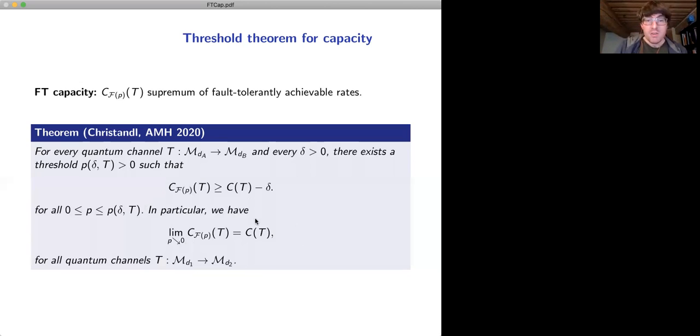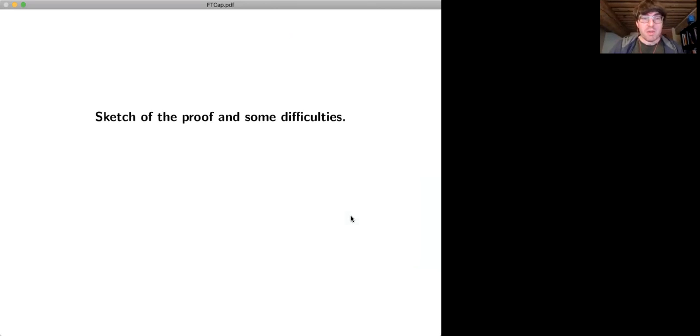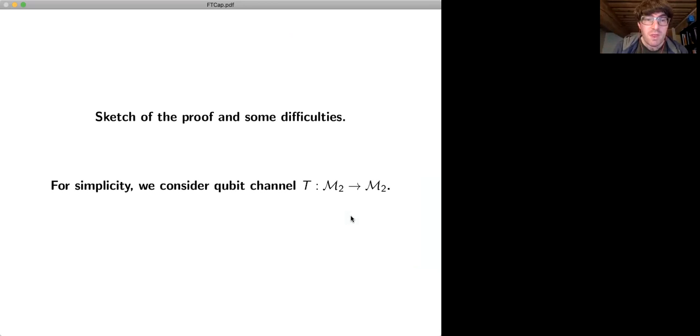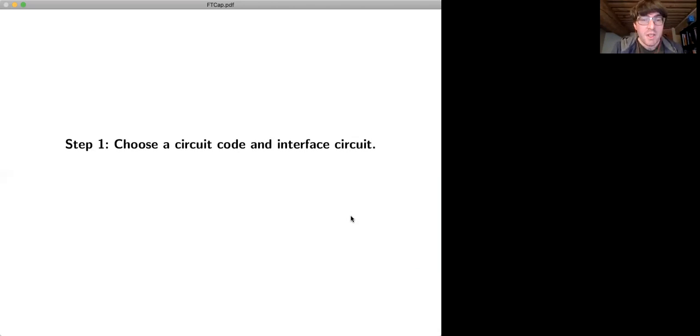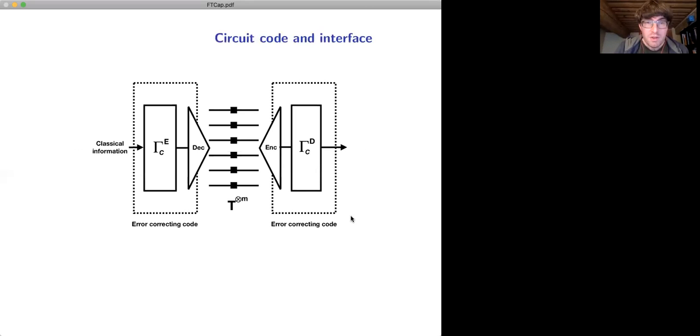Yeah, so that's the main theorem. And now in the rest of the talk, I will sketch the proof and mention some difficulties. And for simplicity, I again will consider only qubit channels. So the first step is to choose a circuit code and interface circuits. So I had this picture before. And of course, the obvious choice for a circuit code is the codes from the threshold theorem.